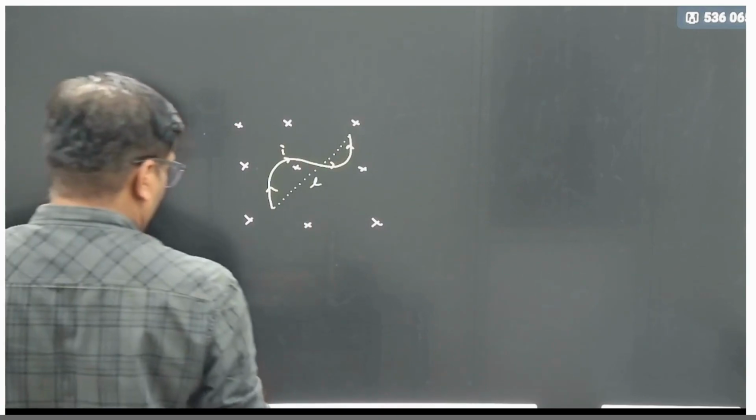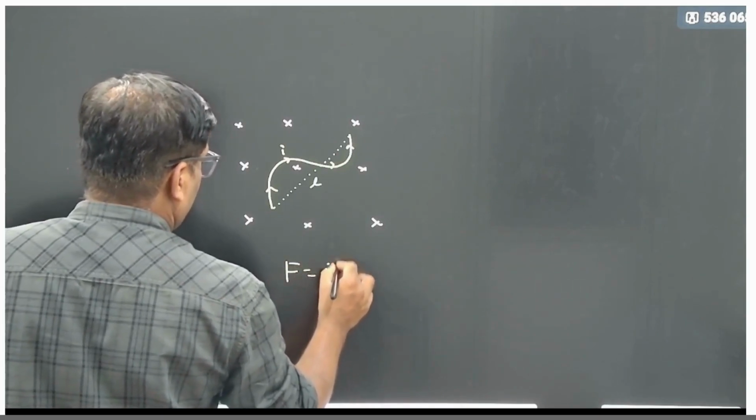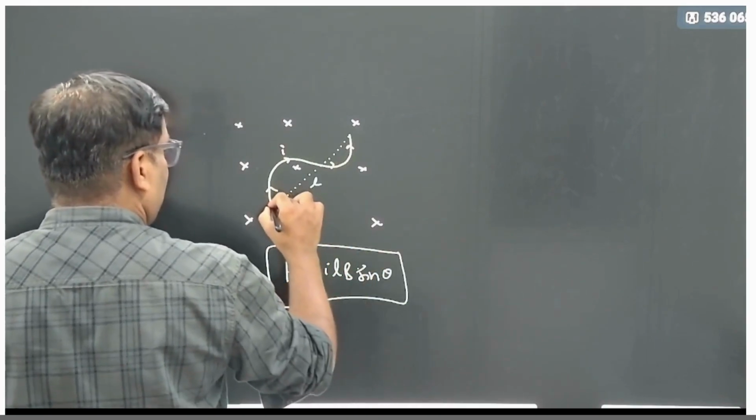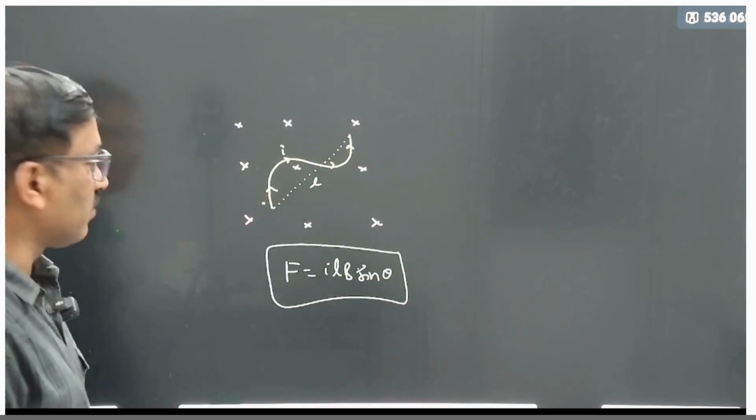So how it makes an angle, you can also calculate. Then you take F equals I into L into B into sin theta. What is L here? L is nothing but this distance, not the actual length of the conductor. Clear? So this is one confusion.